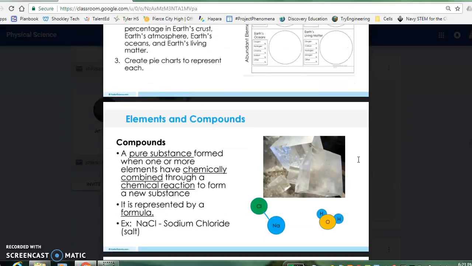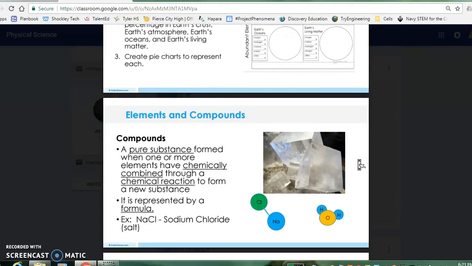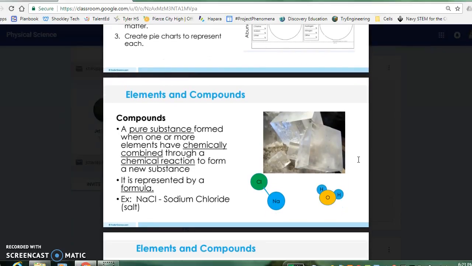So a compound is also a pure substance similar to an element, but it's a little bit different. A compound is formed when you have one or more elements that have chemically combined during a chemical reaction. Once they've chemically combined, they form an entirely new substance, and we represent that by a formula. So an element is represented by a symbol, a compound represented by a formula. For example, the chemical formula for salt is NaCl, otherwise known as sodium chloride, and we get salt whenever one sodium atom chemically bonds with one chlorine atom.